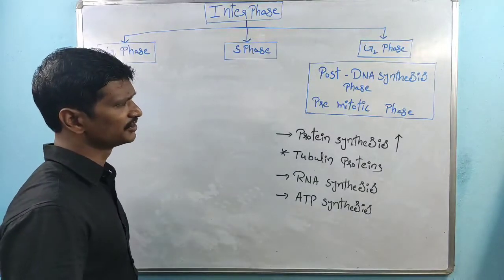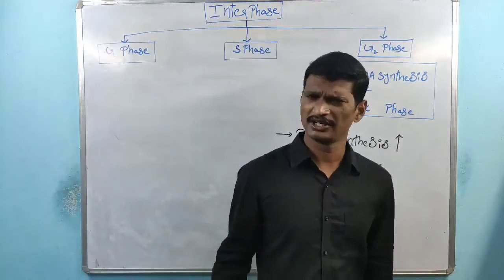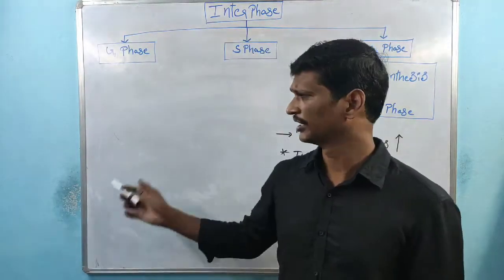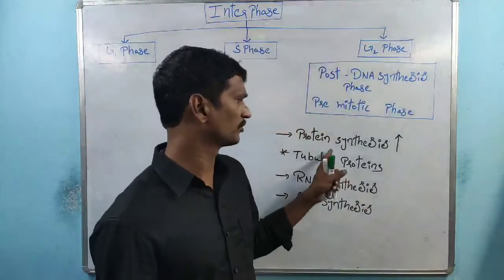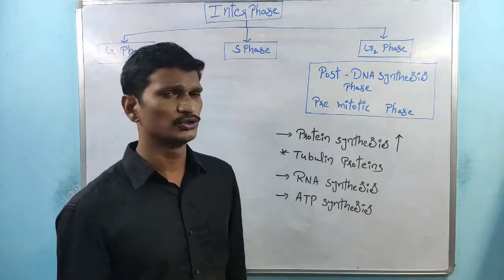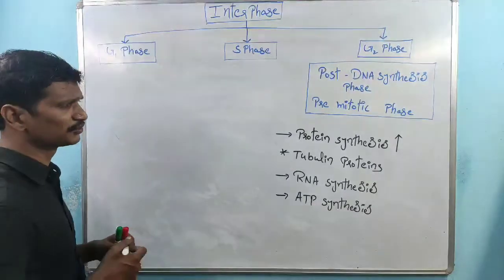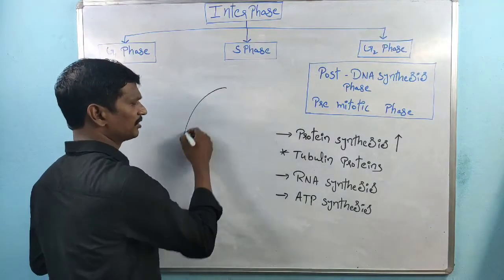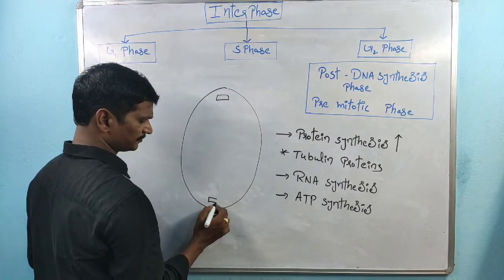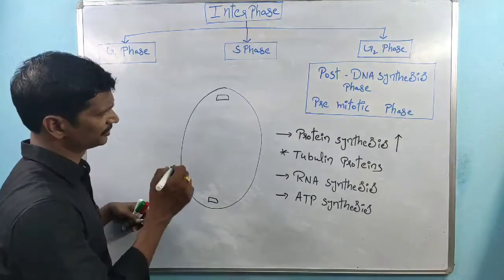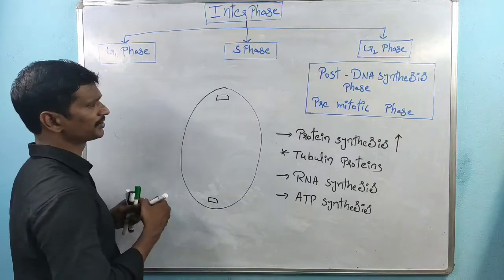Within the G2 phase, protein synthesis is increased. More amounts of proteins are synthesized. I already said the very common point is that in all these phases protein synthesis takes place. The next point is that tubulin protein synthesis takes place. Initially, tubulin proteins are present. I wondered how many students know about tubulin proteins. See, this is about centrioles, which are involved in the spindle apparatus formation.